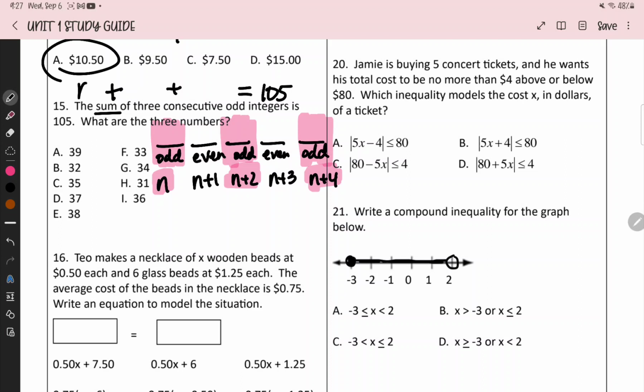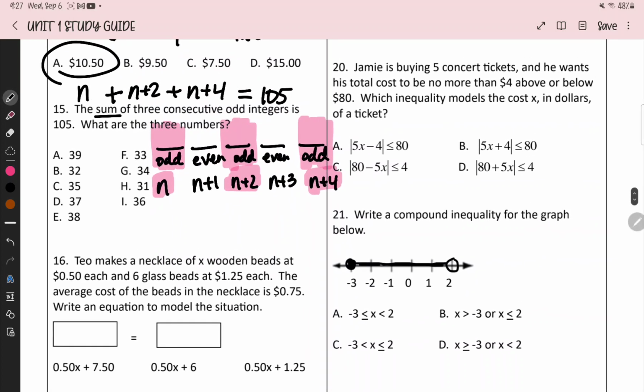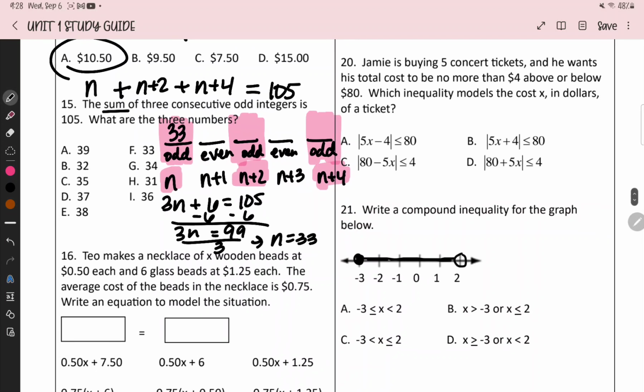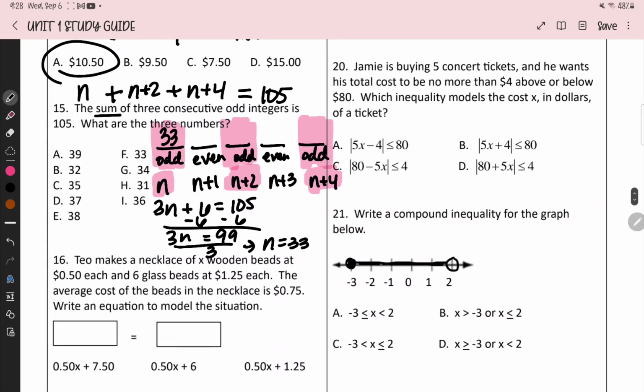So remember, my 3 numbers are n, n plus 2, and n plus 4. That's my equation. I'm going to solve that, and it's going to give me n, and then I'll fill it in. So I've got 3n plus 6 is going to equal 105. I just simplified. I'll minus 6 on both sides, so I've got 3n is equal to 99. Divide by 3. n is equal to 33. So that first odd number is 33. If you want to fill them in, you can, but you know the next odd number should have been 35 and then 37. Those are our 3 numbers: 33, 35, 37.